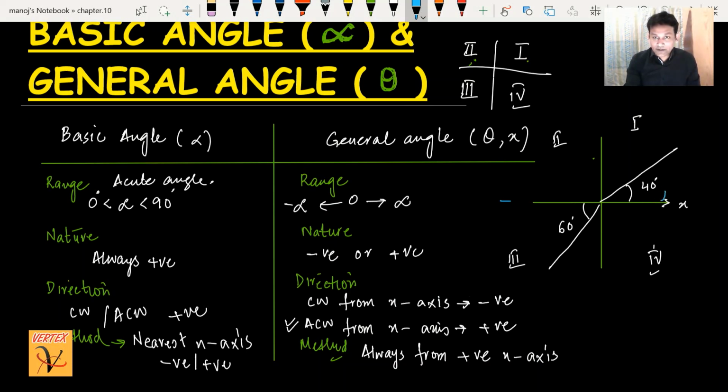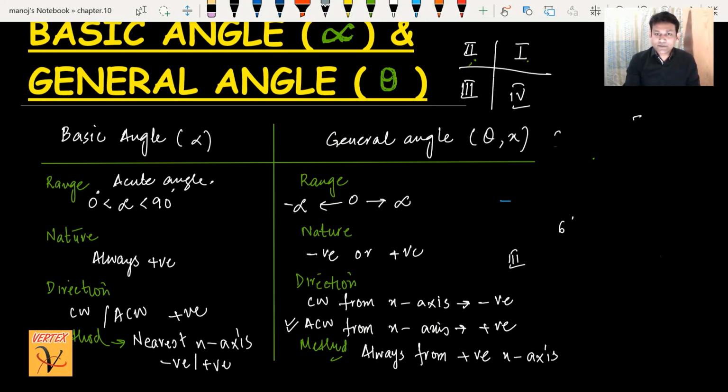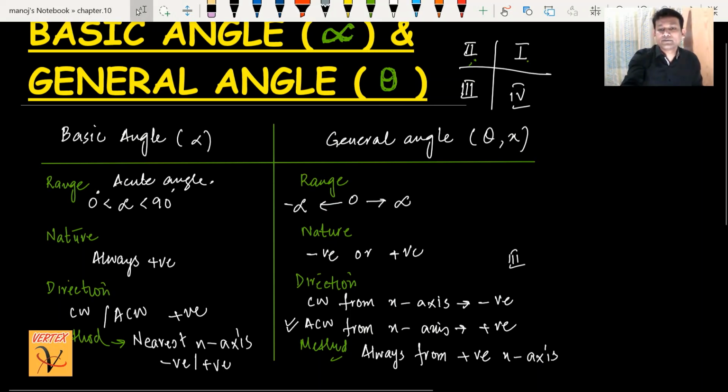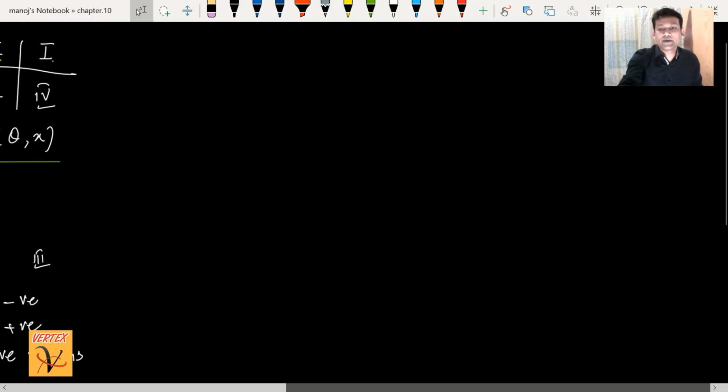Okay, anti-clockwise, this angle is here, this is 40 degrees. So I will write theta is 40 degrees. But when I'm talking about this line, I will go from the positive x-axis here till here. And then 180 plus 60 is 240, and that's your general angle. I would like to use an example here which will explain everything, how we can distinguish between the basic angle and the general angle.